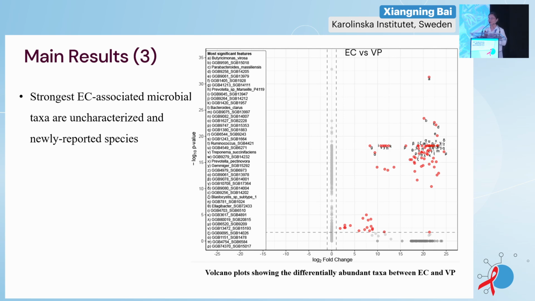Then next, we want to understand what microbes are different between the groups, either enriched or decreased. And very surprisingly, if you look at the left corner, we list the top significant species. Those marked with GGB are actually just genome assemblies without any known species. So our study showed that when we look at the whole landscape, the strongest elite control-associated microbiome species are actually either uncharacterized or very newly reported species whose functions are rarely studied or not studied at all.